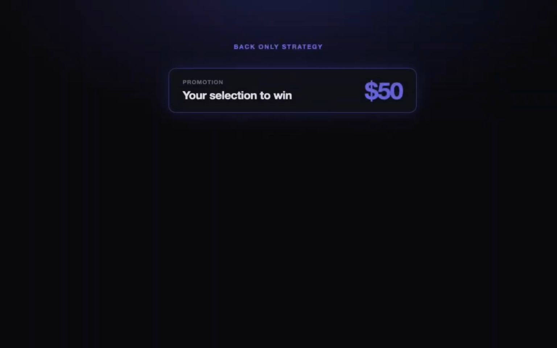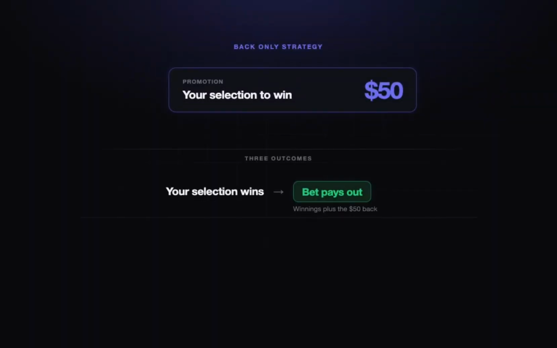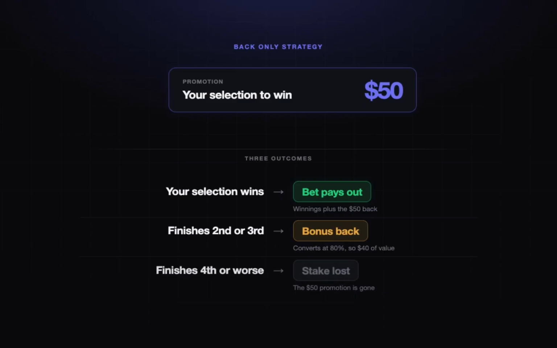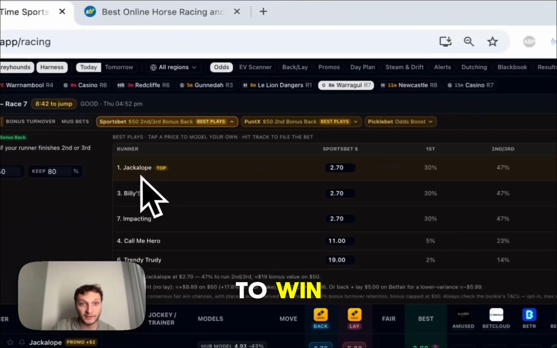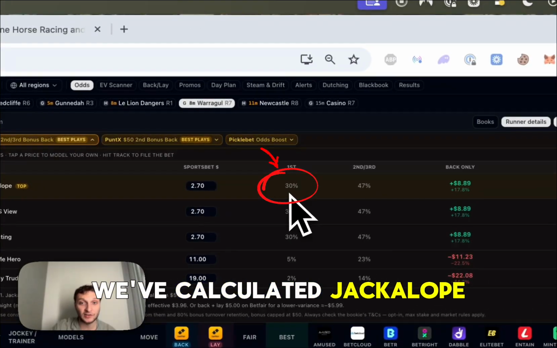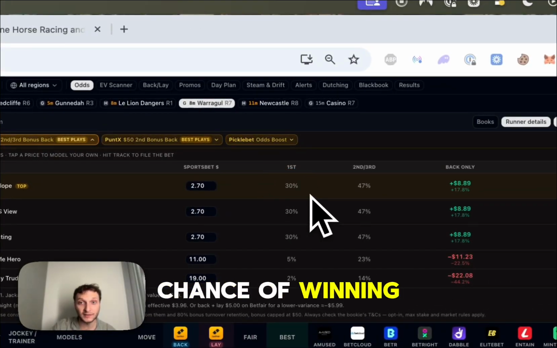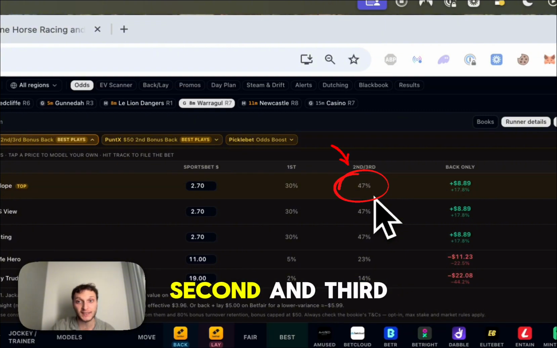The first is just the back-only strategy. And so what the back-only strategy is, we put our $50 promotion on Jackalope to win. We've calculated Jackalope to have a 30% chance of winning and a 47% chance of coming second or third.